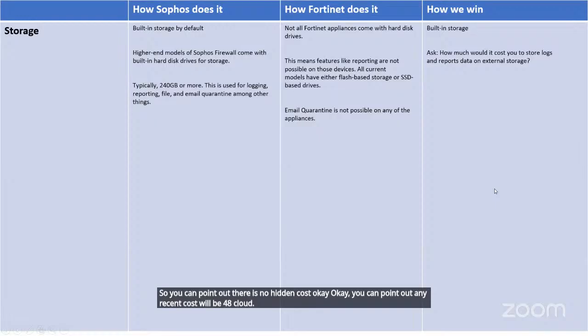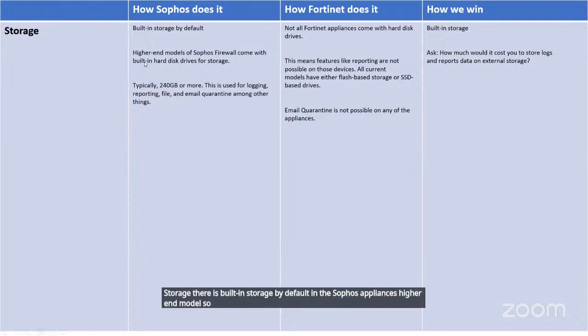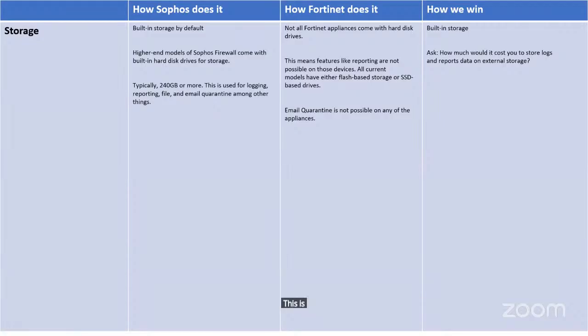Storage: there is built-in storage by default in Sophos appliances. Higher-end Sophos models will come with a built-in hard disk drive for storage. Okay, the bigger the appliance, the bigger the storage, typically 240 GB or more. This is used for logging, storing your reports, files, email quarantine, among other things.